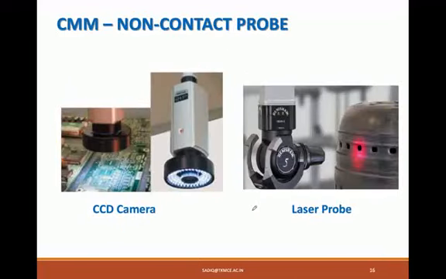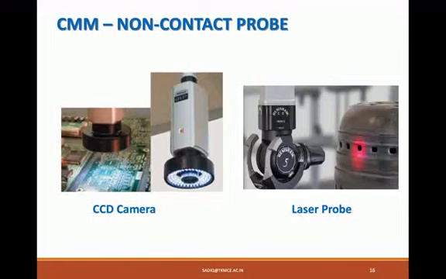Let us see a few examples of non-contact type of probe, where the probe does not come in contact with the workpiece, but it will take the measurement. How is it done? Instead of touching it, by using a CCD camera, the image of the surface or the object to be measured can be grabbed to a screen. On the screen we can mark the dimensions or get the dimensions.